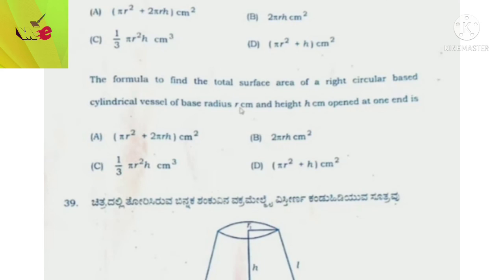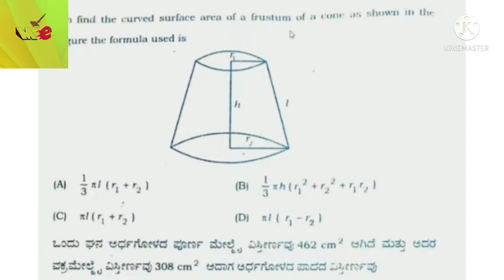Next one. The formula to find the total surface area of a right circular cylindrical vessel of base radius r centimeter. Total surface area of the cylinder is 2 pi r h plus 2 pi r square. But the vessel has one side open, so we add only one base: 2 pi r h plus pi r square. So option A is the right answer. Next one. To find the curved surface area of the frustum of the cone, the direct formula is pi L into R1 plus R2, option C.